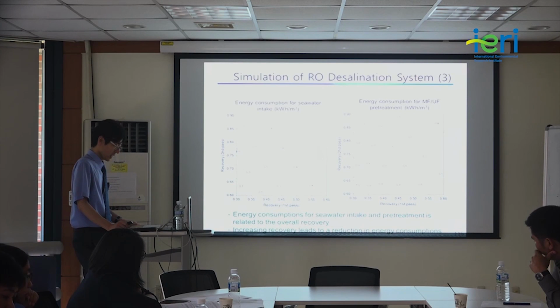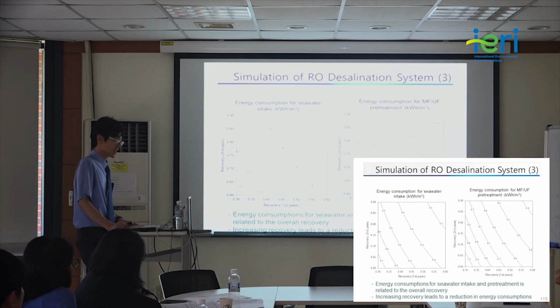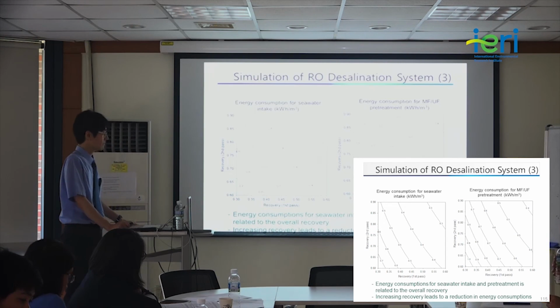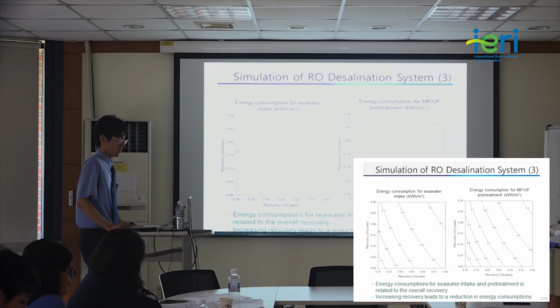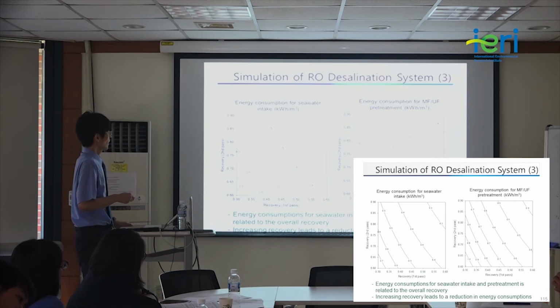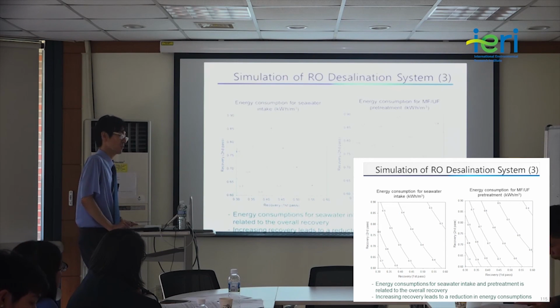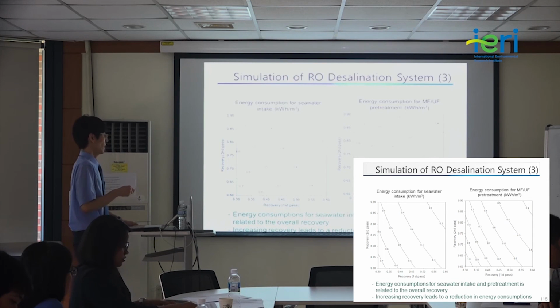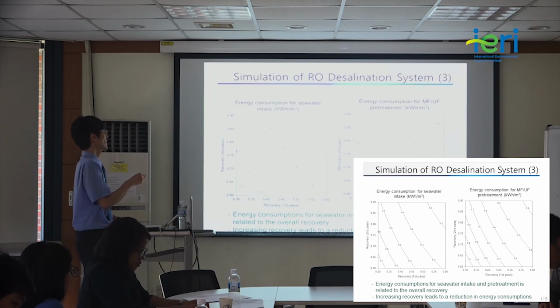And the recovery also affects the energy consumption in the intake, the energy consumption for the pre-treatment, and the energy consumption in the reverse osmosis. So let's find out how it is effective. In the first case, if we have lower recovery, it means that we need to have more seawater supplied to the membrane system. So of course, if we decrease the recovery, the energy consumption by the intake increases. In fact, it increases more than 2 times.